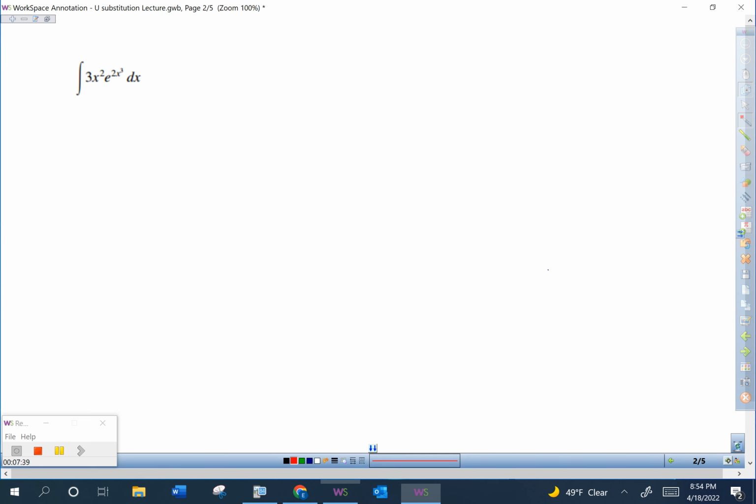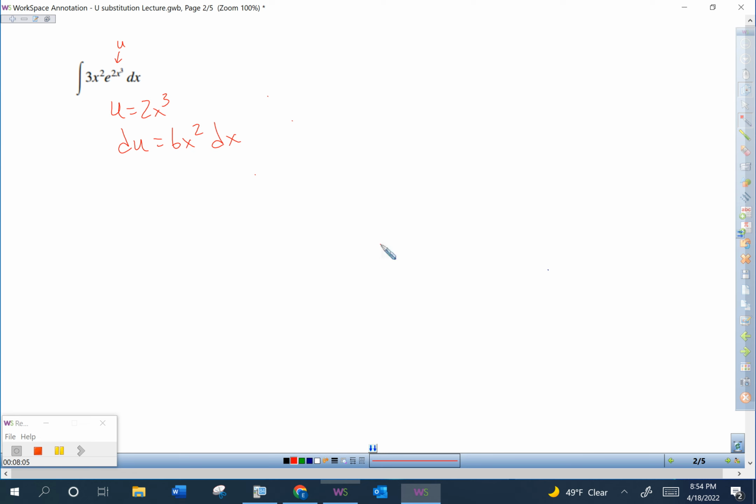Okay, let's look at this next example. It's actually with e and a power here. When we're dealing with our exponential functions base e, we want to use the power as u. So that is going to be directly our u value, just the 2x cubed. And that would make du 6x squared dx.